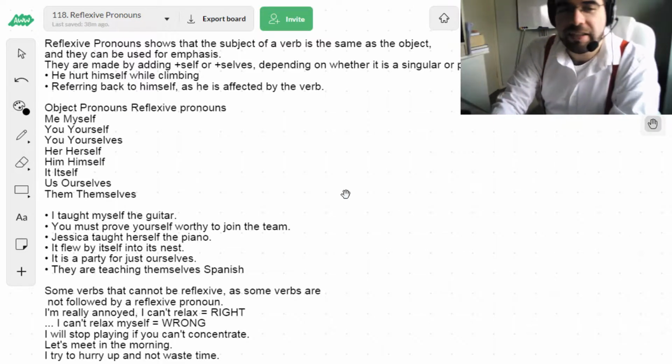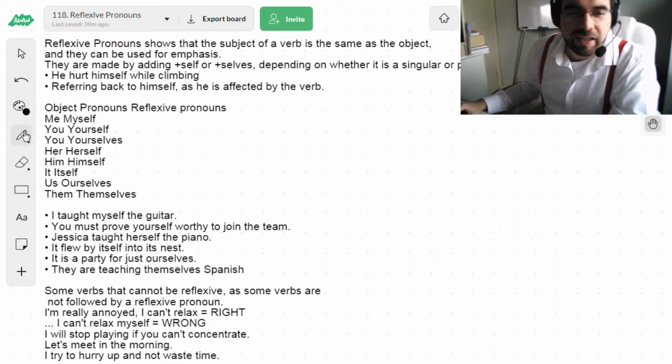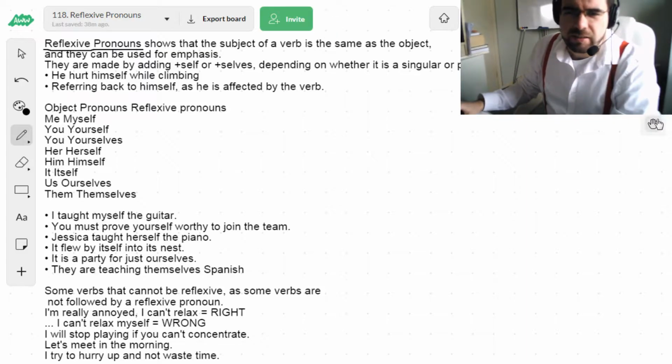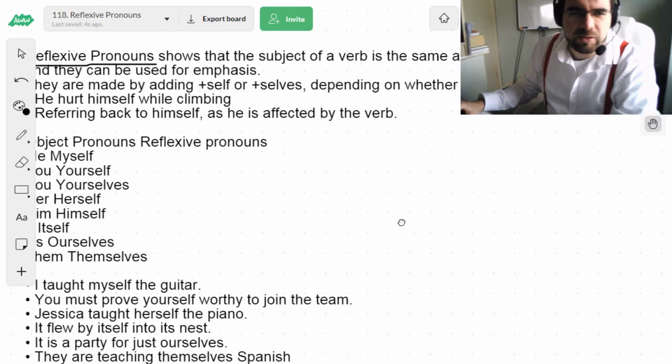So, let's have a look today at reflexive pronouns. What are they all about? How do you use them? I don't quite understand. Let's have a look.